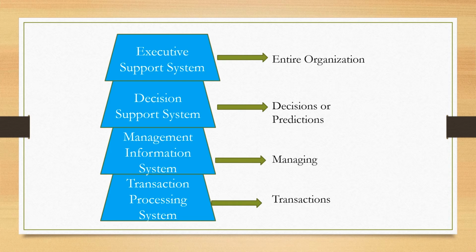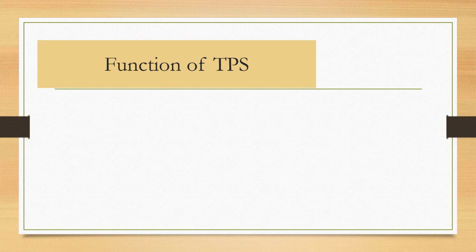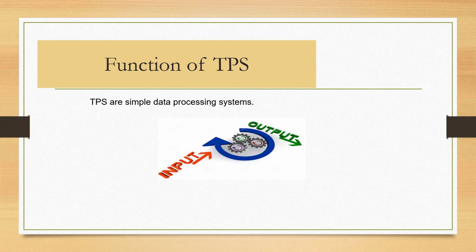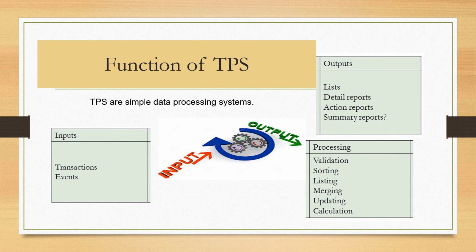Now we are going to discuss the functions of the types of information system. The functions of TPS, how the transaction processing system works. TPS perform input, output, storage and processing functions. Input functions include capturing data on a source document, entering the input data into the system, and checking input data for errors, a process called data validation. Output functions include producing screen or paper reports such as detailed reports, summary reports, etc.